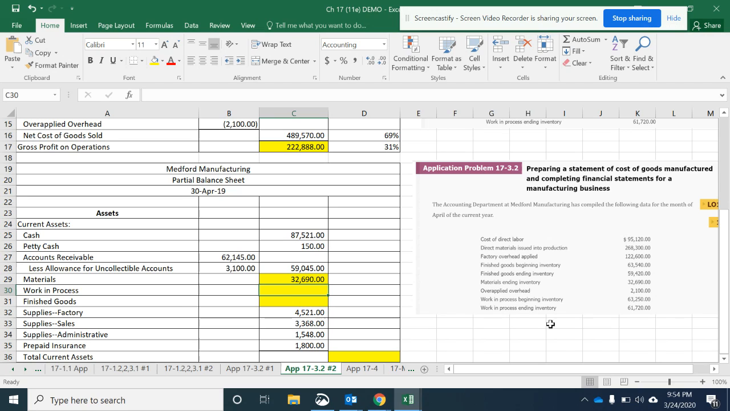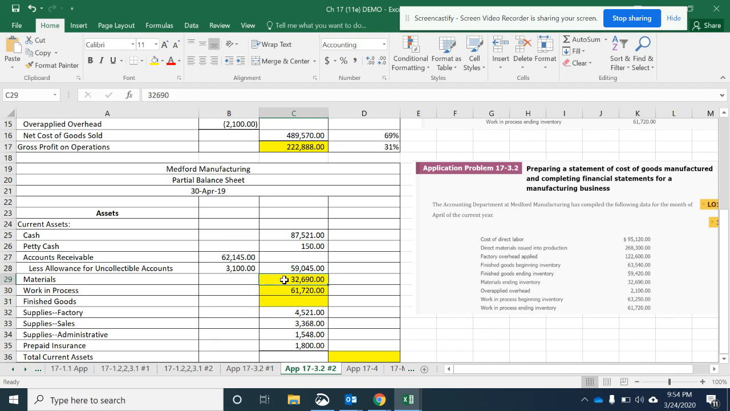Then we've got work in progress. And that is indicated right down here, work in progress for ending inventory. This is goods that are not quite finished yet. And I keep saying work in progress. It's work in process. Thank you. $61,720. And then for the last one, we've got finished goods.